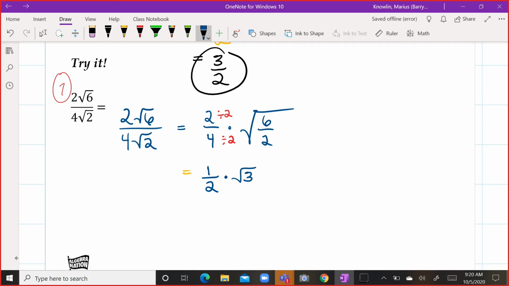Now, how do we write our final answer? There's 2 different ways here. You can write it as the square root of 3 over 2, or you could say 1/2 and then square root 3. Now, the preferred way that you probably will see it most times, like on a test or something, is right there.